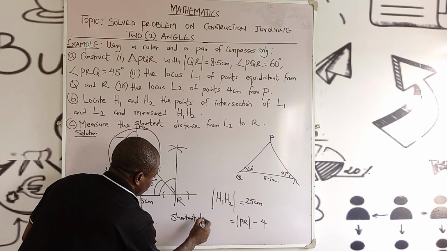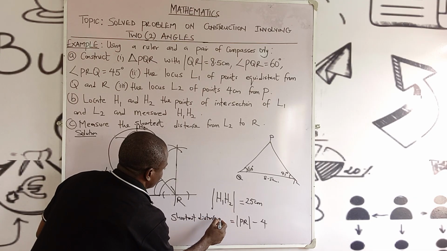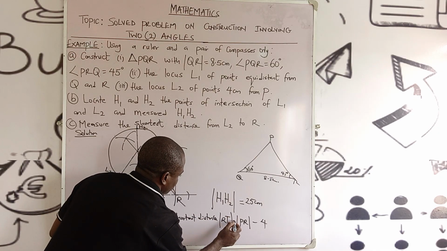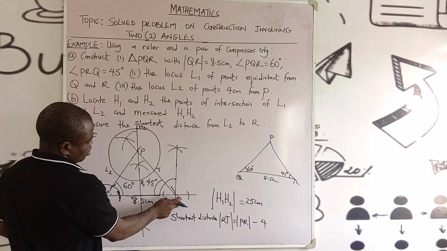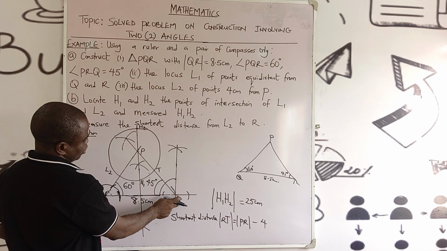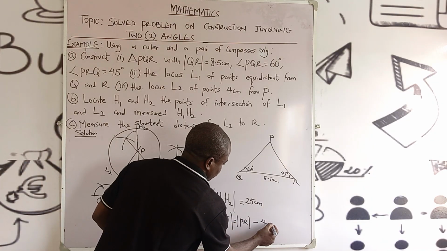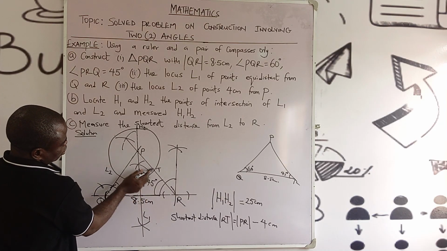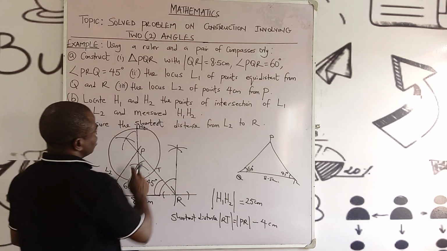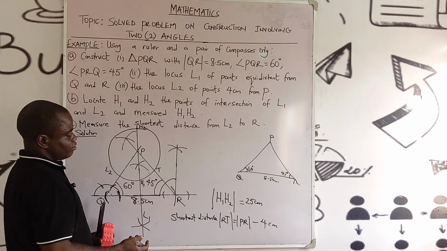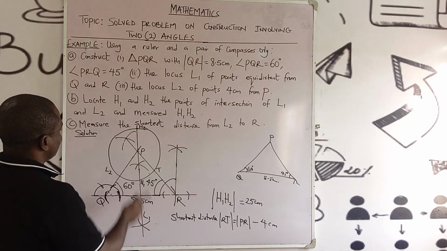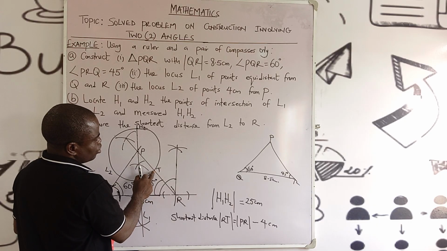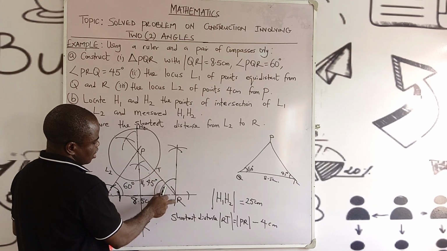Shortest distance, line RT, equals line PR minus 4 centimeter. Why do you say minus 4 centimeter? Because from this point P to this T is 4 centimeters. That's what we use to make the circle. And as you are told to measure the shortest distance from L2 to R, this is the shortest distance, line RT.